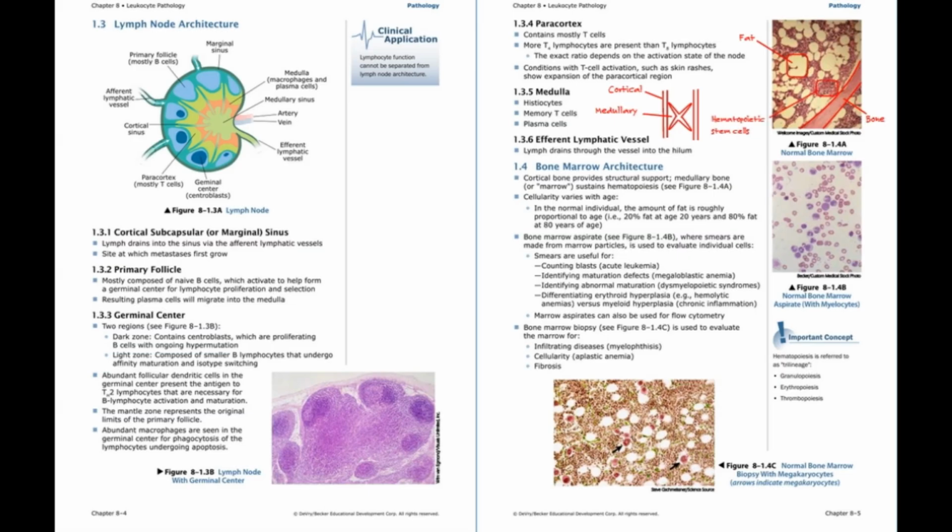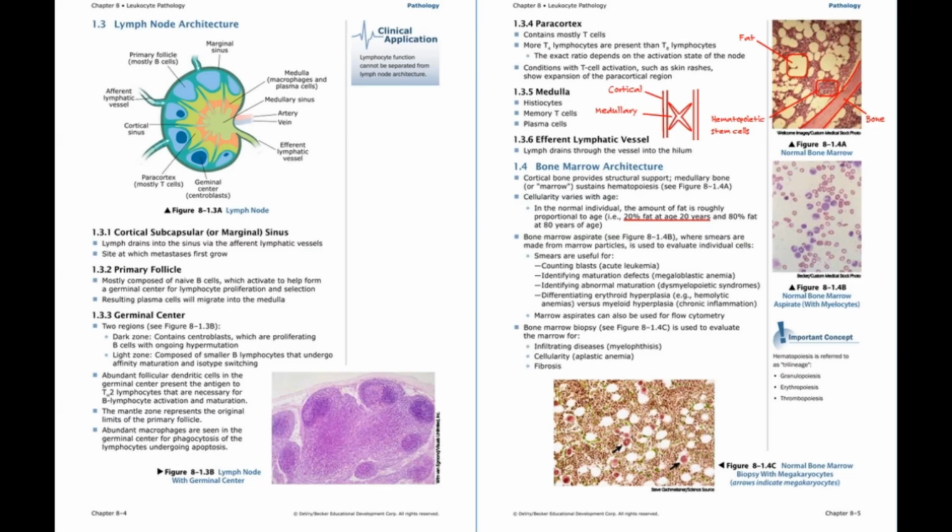Now, think this through. I can actually sort of blur my eyes and decide what percent of the medullary bone is fat and what percent is hematopoiesis, and that's how we calculate cellularity. So in a normal individual, the amount of fat is about proportional to the age, so that at age 20, your marrow should be about 20% fat, and by age 60 or 70, your marrow should be about 60 to 80% fat. So when you do your bone marrow biopsy for cellularity, that's roughly how it's calculated.